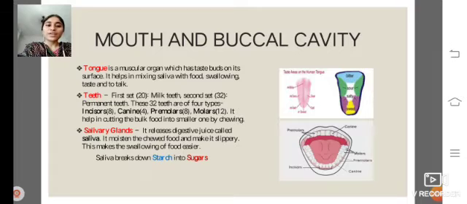Next is salivary glands. Salivary glands release digestive juice which is known as saliva. The main purpose of saliva is that it moistens the chewed food and makes it slippery so that we can swallow it easily. Saliva breaks down starch into sugars.